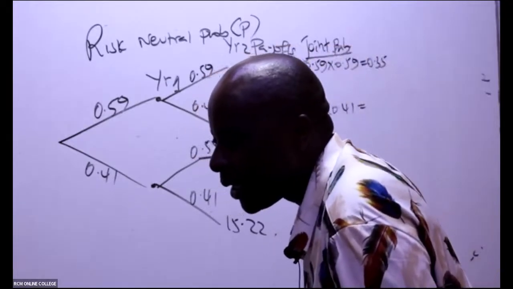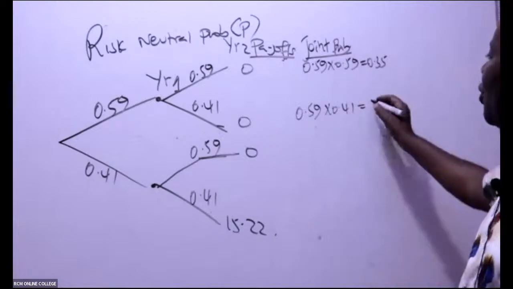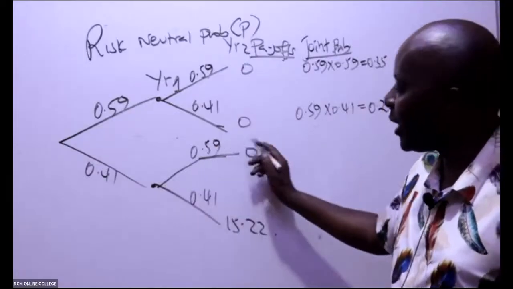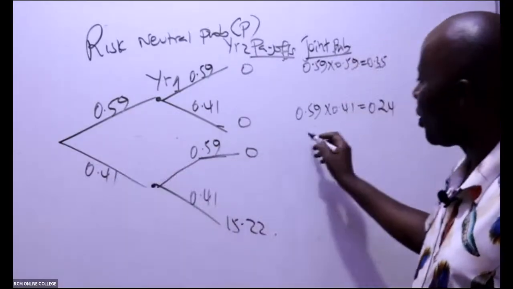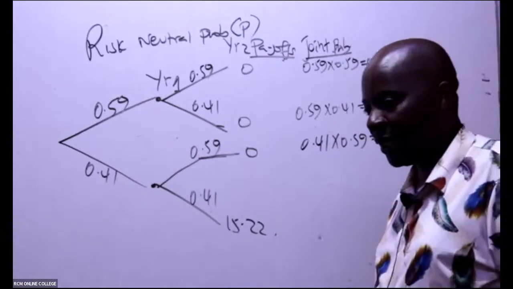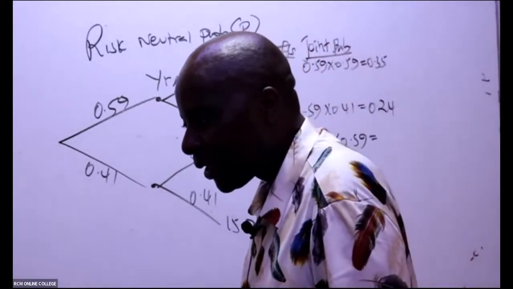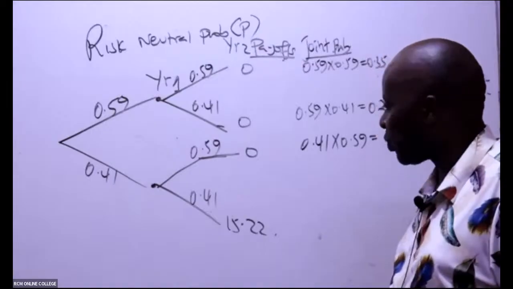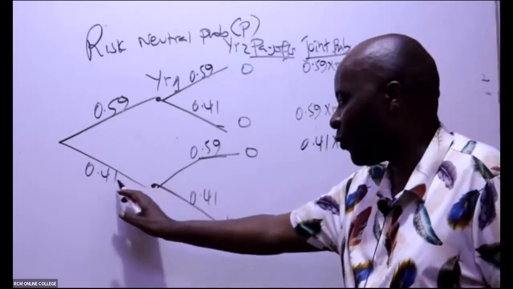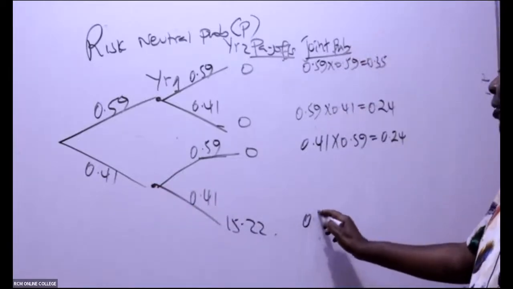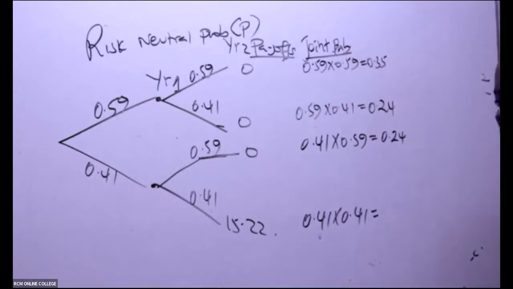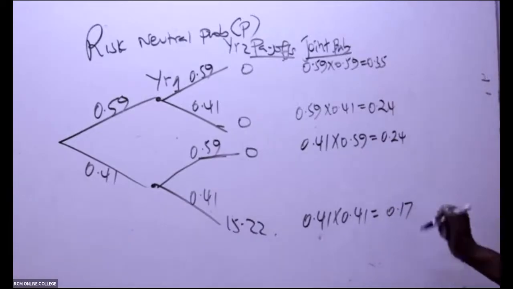Which answer? 0.24, yes. Please come to branch number 3, the third branch. You are following it. So this will be 0.41 times 0.59, which will end up giving us what figure? 0.24, and then we have 0.41 times 0.41. Is there somebody who is able to give me this figure? I'm being told it's 0.17.